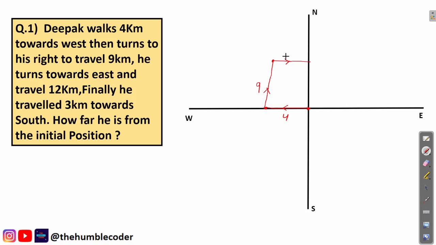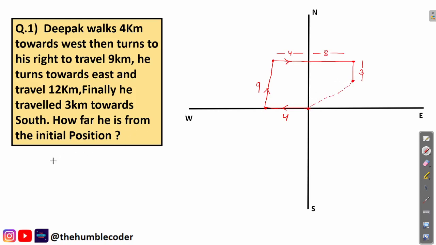So this will be 4 and this will be 8. So Deepak is here right now. Finally he travels 3 kilometers towards the south. Okay, how far is he from the initial position? So this is the initial position, this is the final position, and we need to find out this distance. Now how do we find it?